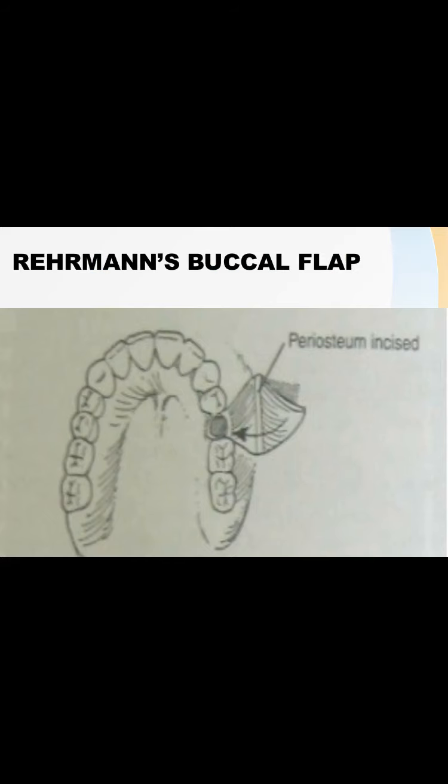In case of Rahman's buccal flap, it is a broad-based flap, and rather than periosteal scoring, liberal undermining is done to advance the flap, which results in the obliteration of the buccal vestibular depth. This periosteum is incised, and then the defect is closed.